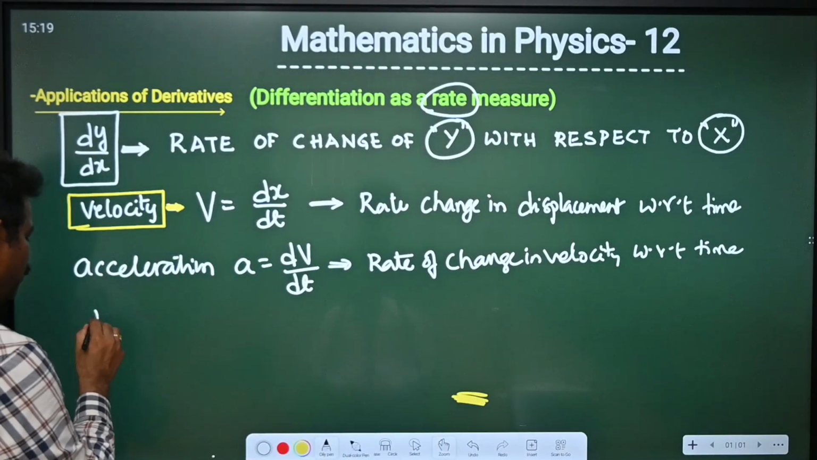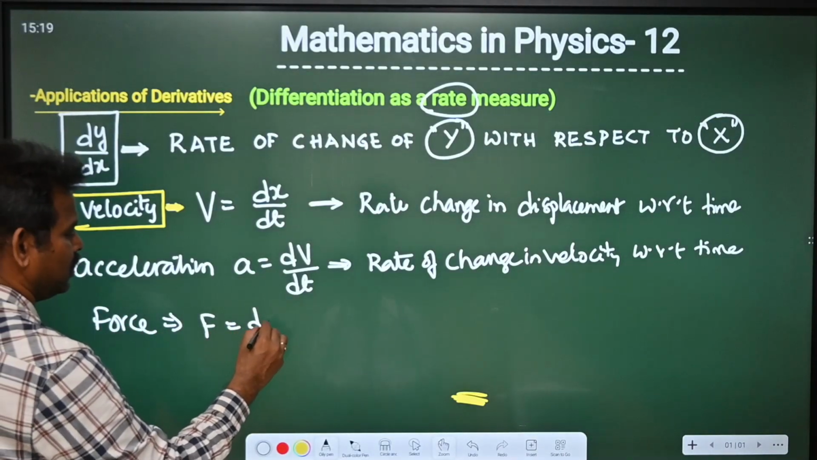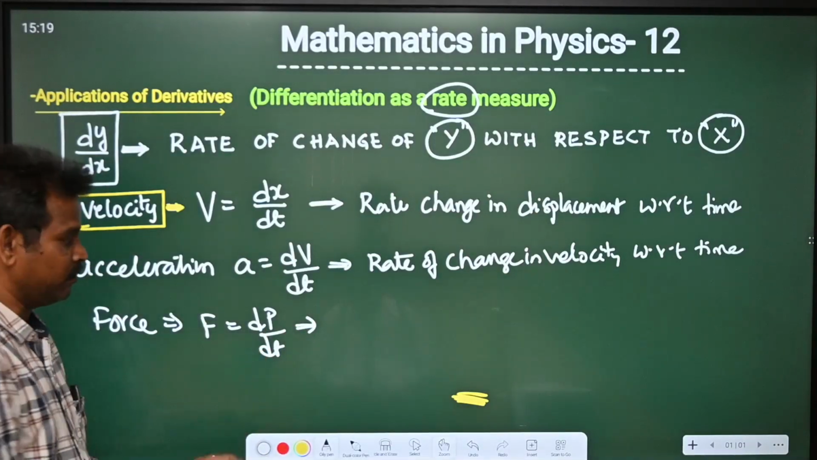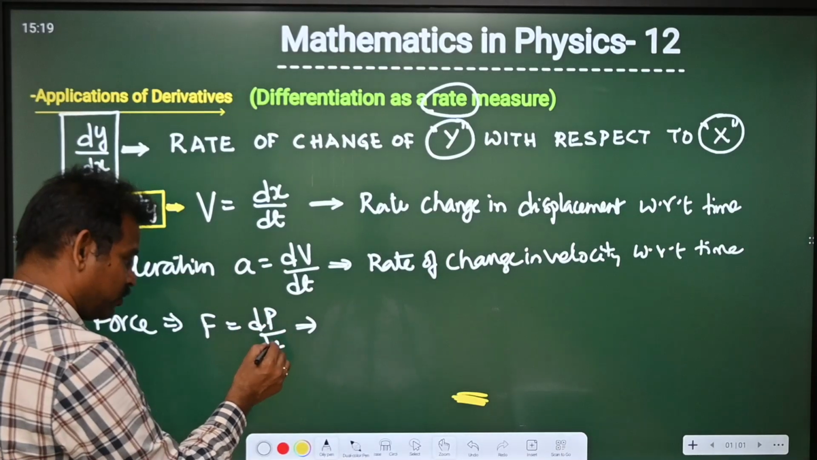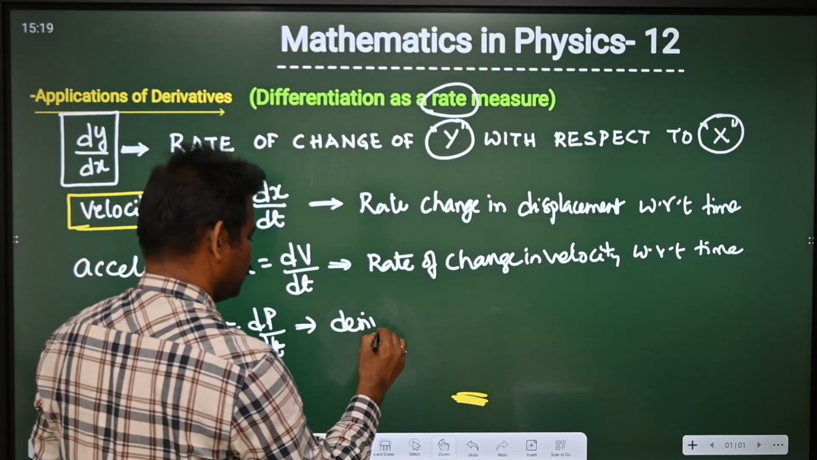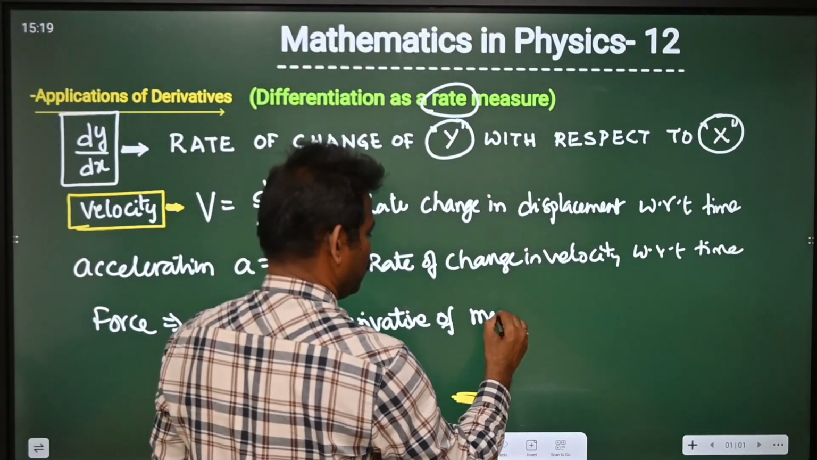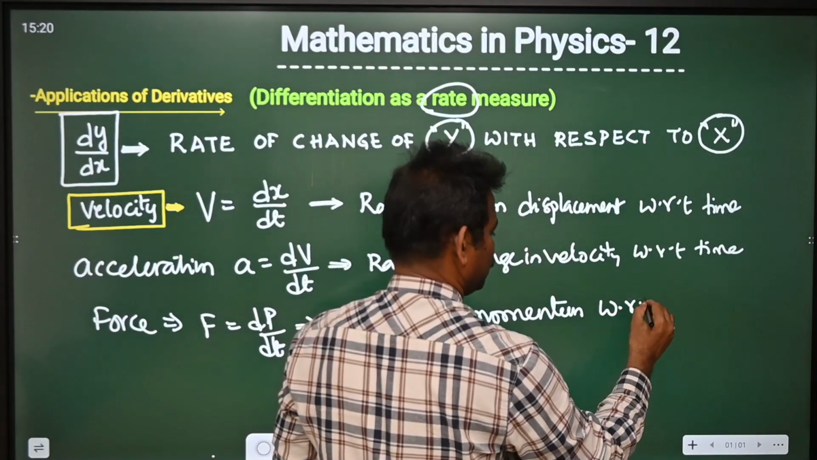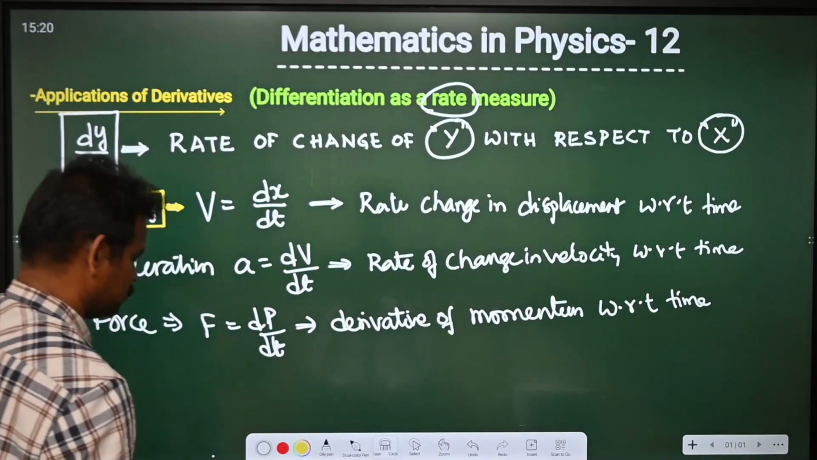Similarly, we can write force as F is equal to dP by dt. Here P is momentum. So this is the derivative of momentum with respect to time. Force can be written as the derivative of momentum with respect to time, and that is called force.